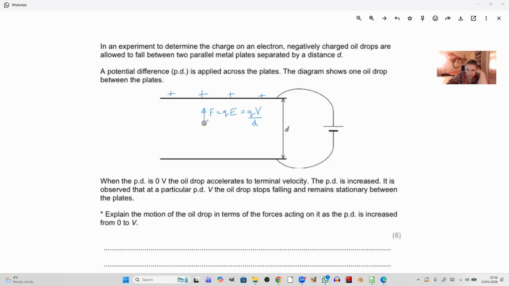Weight, good. Any other ones? Upthrust, agreed. I'm going to do it in a different colour so you can see there's a second upward force there. I'm going to call it upthrust. Upthrust is the weight of the air displaced.